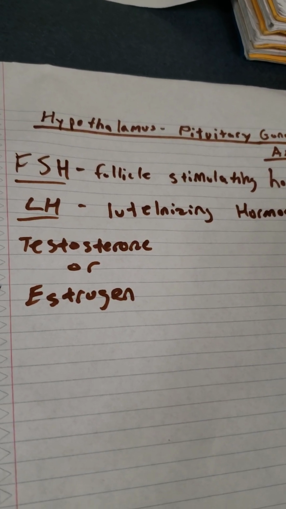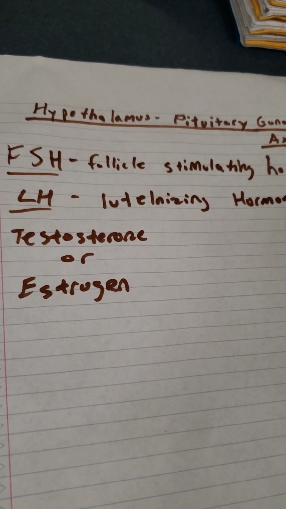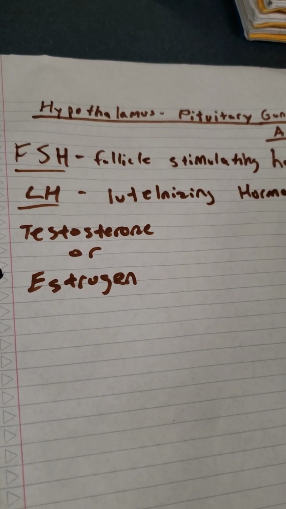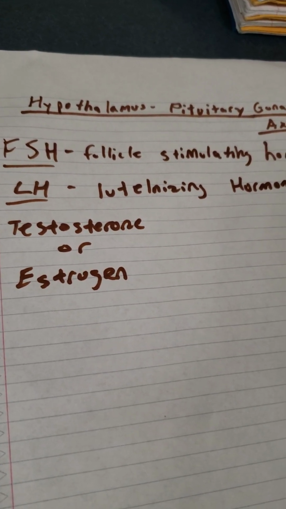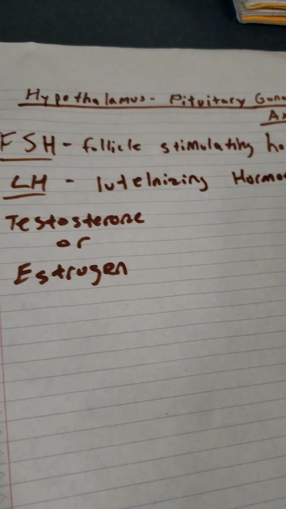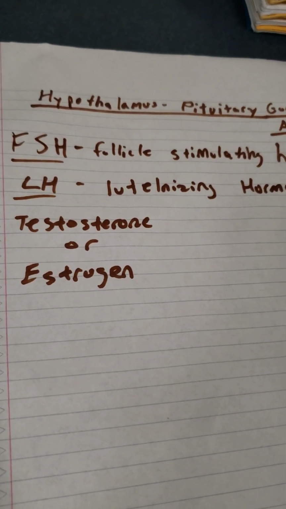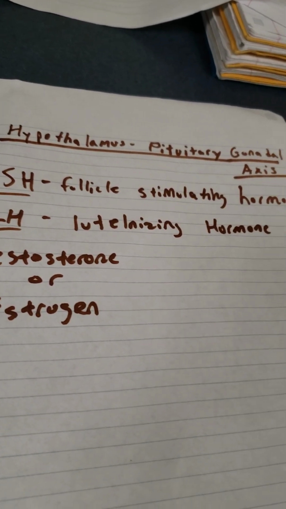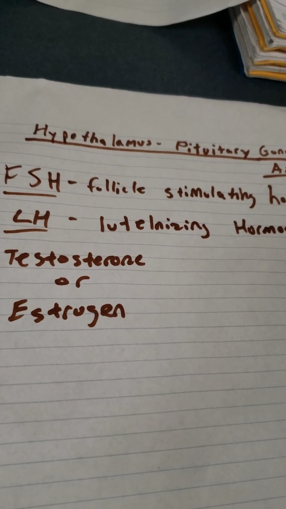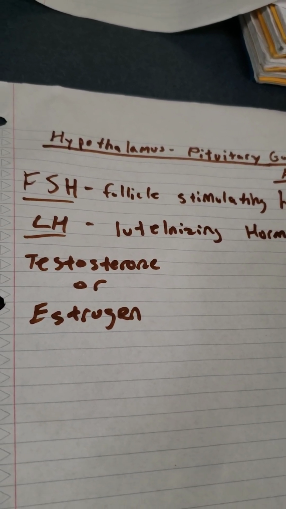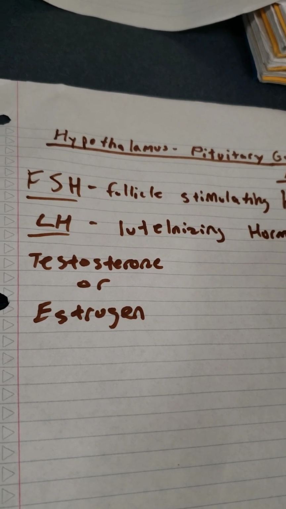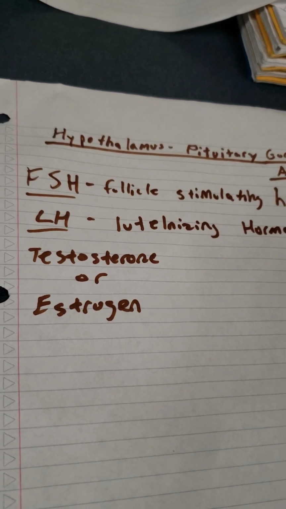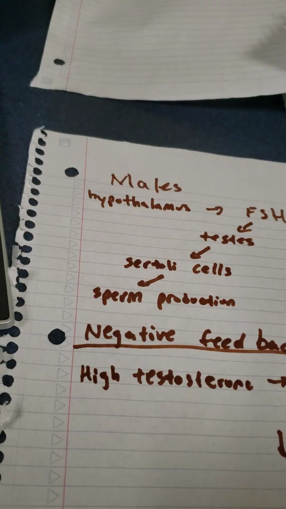So, in both males and females, the hypothalamus pituitary gonadal axis is the hormonal system that controls the release of sex hormones. The main sex hormones will be FSH, which is short for follicle stimulating hormone, and LH, which is short for luteinizing hormone. Those are the main similarities between male and female. Where they get different is in males there's testosterone, and in females there's mainly estrogen that are responsible for the development of secondary sex characteristics.